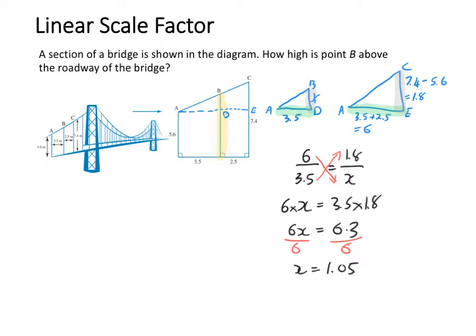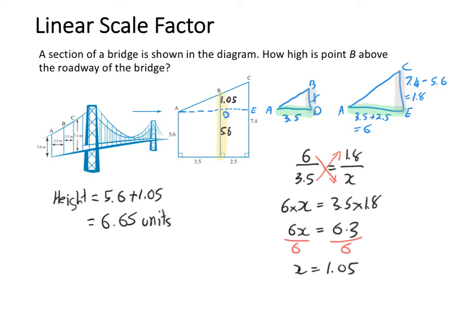So going back to the original diagram, I know that my BD value is 1.05, and that is part of the height of B above the ground. The second part of that height I already know, which is 5.6. So I can now calculate how high B is above the ground. So the height is going to equal 5.6 plus 1.05, which equals 6.65 units. So to answer the question, point B is 6.65 units above the roadway of the bridge.